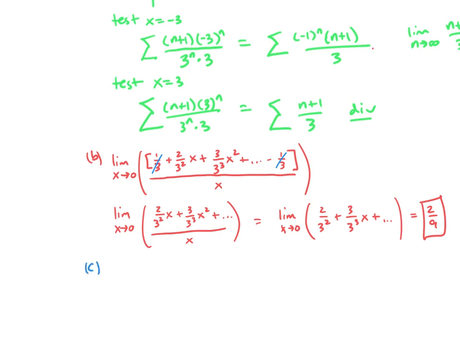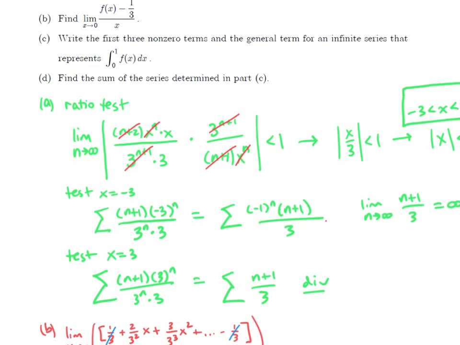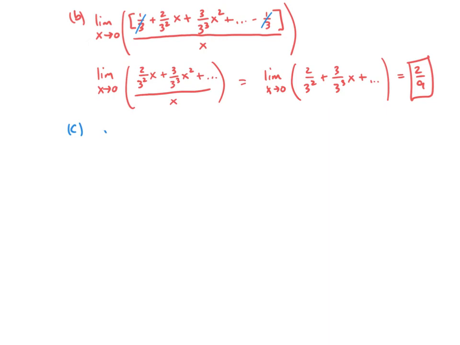Okay, let's go ahead and continue with part C. So part C says that we want to write the first 3 non-zero terms and the general term for the infinite series that represents that definite integral. So the definite integral is from 0 to 1, and f is 1/3 plus 2 over 3 squared x plus 3 over 3 cubed x squared, and so on. Here's our general term. So again, the first three terms and the general term.